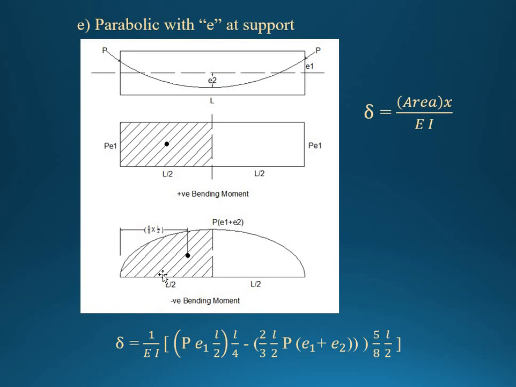The next one is a parabola, so the sign convention for this is negative, so start with the negative sign. Minus, parabolic area is 2 by 3 into base L by 2 into eccentricity, maximum bending moment is P into E1 plus E2. This is the area, into the centroidal distance, which is 5 by 8 into L by 2. Like this we should add both the areas along with the sign, and we should create a deflection formula.